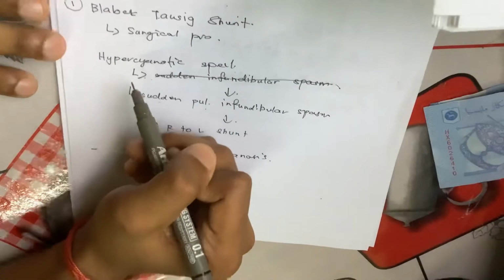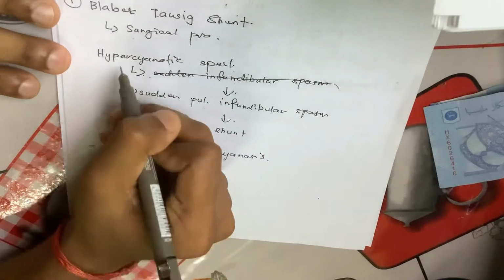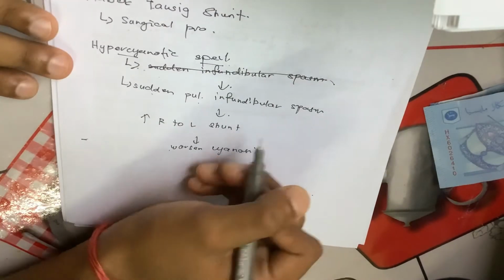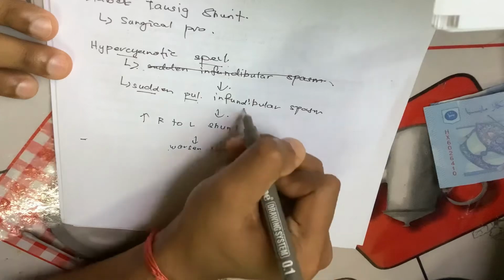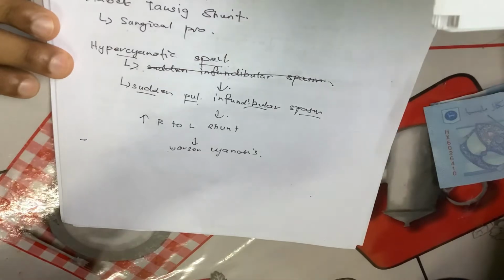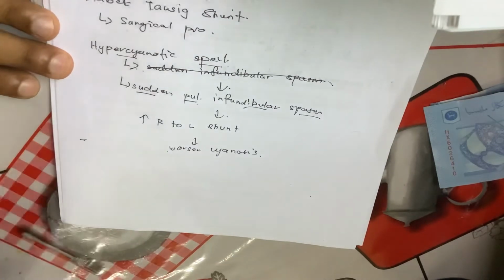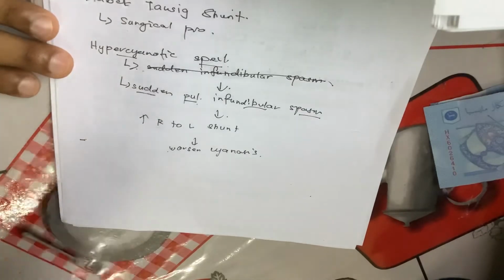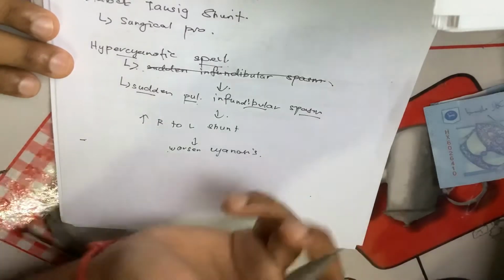There is a medical emergency in tetralogy of Fallot heart disease, known as a hypercyanotic spell. This hypercyanotic spell is due to sudden pulmonary infundibular spasm. When there is a sudden contraction of the muscles over the pulmonary valve, it increases the shunt from the right ventricle to the left ventricle. This will worsen your cyanosis.